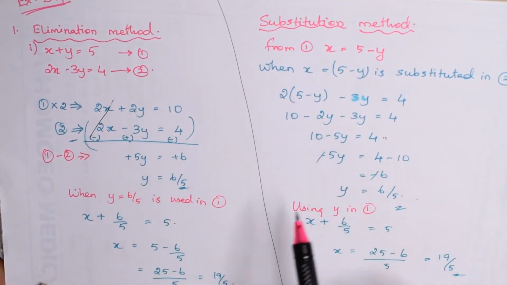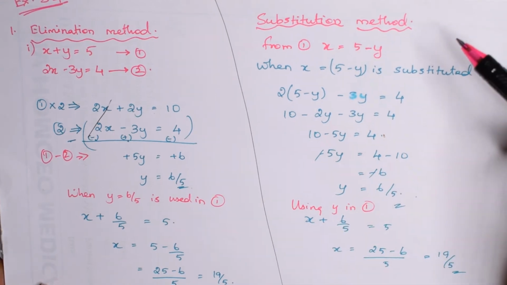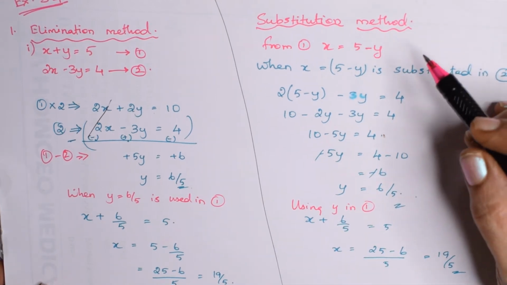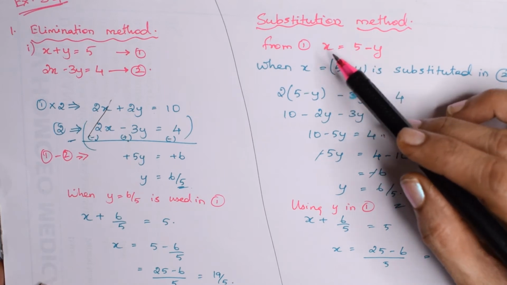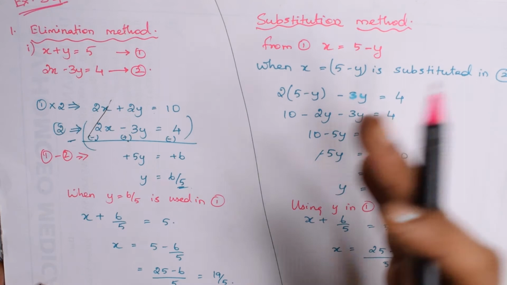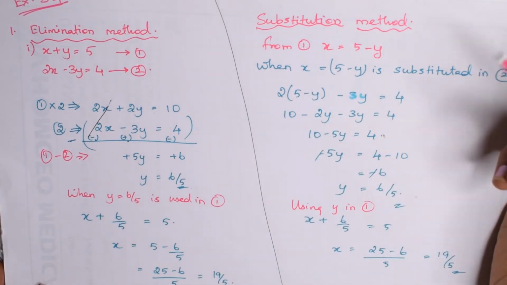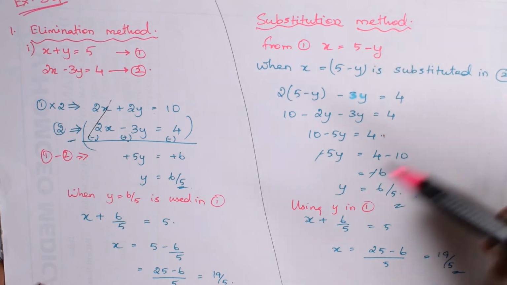By substitution method, I have to get the same answer and I will cross check it. Okay. So in substitution method, we are going to find the value of x or y again. We can eliminate, we can separate x or y on the left hand side and use the value in the other equation.